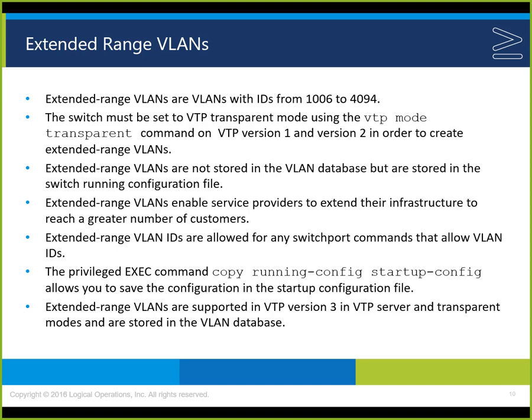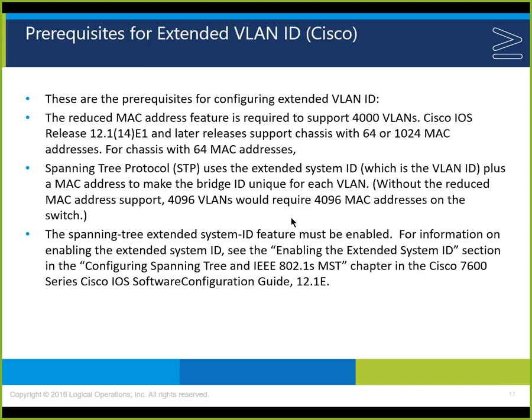Extended range are supported in VTP version 3. Server and transparent modes are stored in the VLAN database. So in the later versions, they are in the VLAN database. Prerequisites to configure these things. The reduced MAC address feature is required to support 4,000 VLANs. What they're saying here is if we go with the extended VLAN, then we're going to reduce the number of MAC addresses that we can record on the switch.